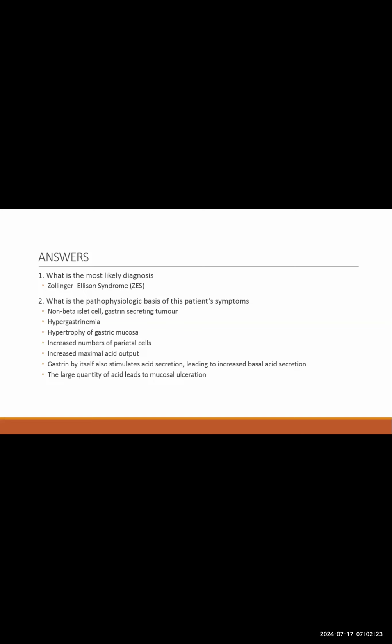The problem all starts by the non-beta islet cell gastrin secreting tumor that is usually found in the pancreas and other parts. And this results in hypergastrinemia, which also results in hypertrophy of the gastric mucosal cells and an increase in the number of gastric parietal cells with associated increase in maximal acid output. Also in itself, gastrin stimulates acid secretion, which leads to increased basal acid secretion, and the large quantity of the acid so produced leads to gastrointestinal mucosal ulceration.